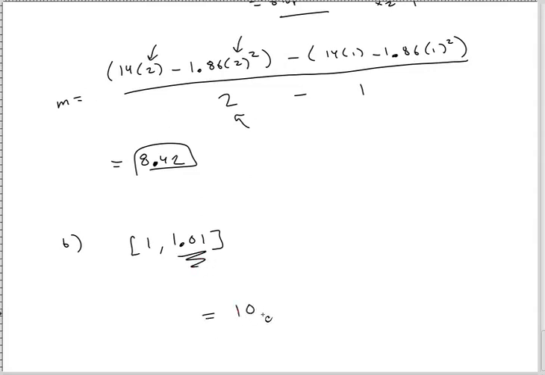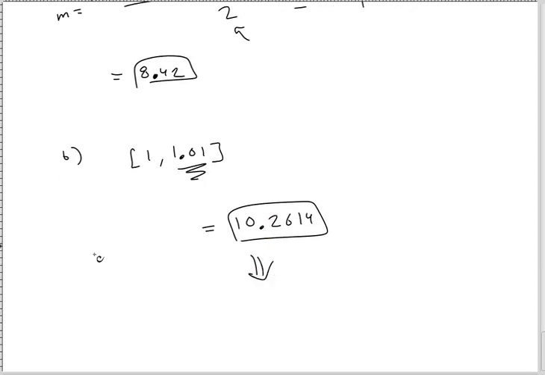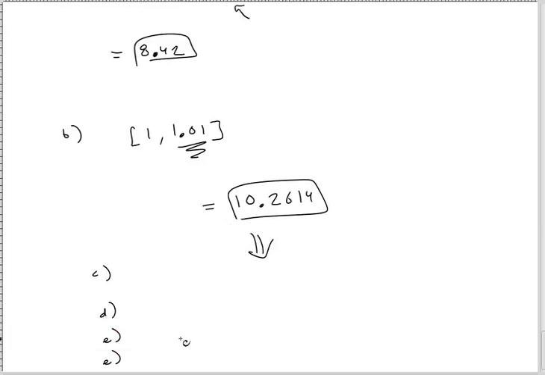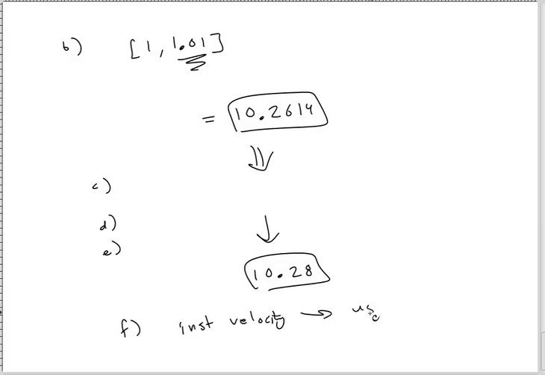And my answer, so you could double check yourself, is 10.2614. That's what I got. As you keep going, we got part C, part D, part E. If you keep going, your answer is 10.28 at the very last one. And then part F, or whatever the one is after that, asks what's the instantaneous velocity? What they're wanting to know is basically this tangent line thing. Well, you're going to use the last answer, so you'll be using the 10.28 again.